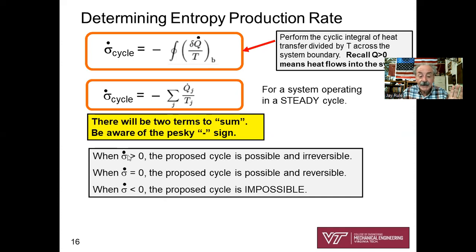When sigma dot is greater than 0, the proposed cycle is possible and irreversible. When sigma dot, the rate of entropy production, is equal to 0 exactly, it's equivalent to a Carnot cycle operating continuously, possible and reversible. And then if we find sigma dot is less than 0, whatever's being proposed to you is impossible.